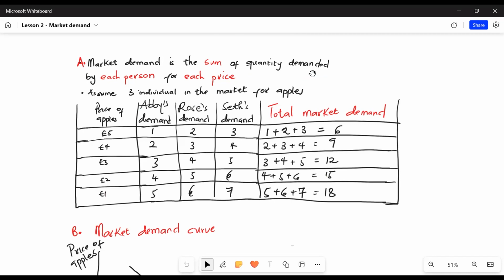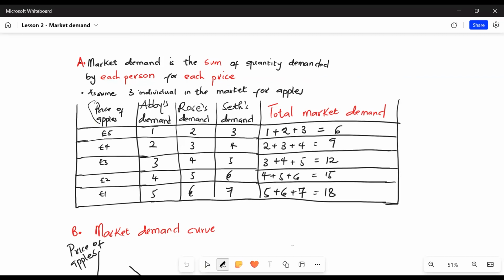So for instance, if the price of a good is 2, the market demand is the quantity demanded by each individual at that price 2. If the price were to increase to 3, the market demand will be the sum of the quantity demanded by each individual at that price 3. Now, to draw a market demand curve, just like we did for the individual demand curve, let's consider a simple market with only 3 individuals.